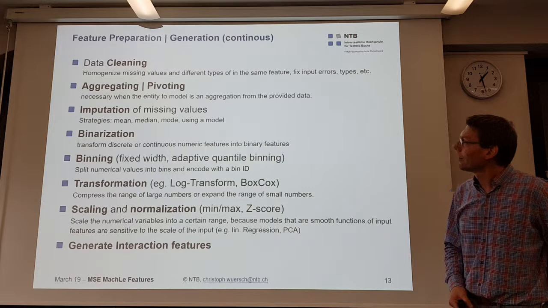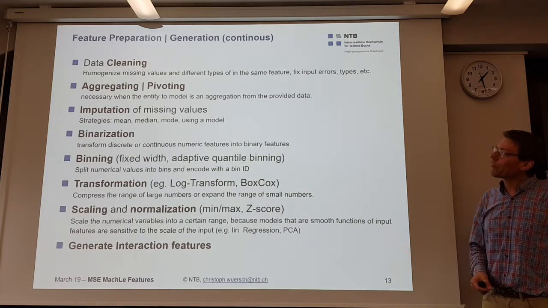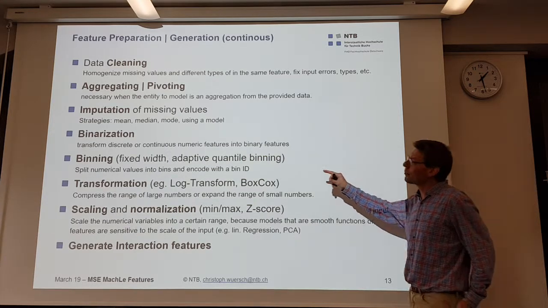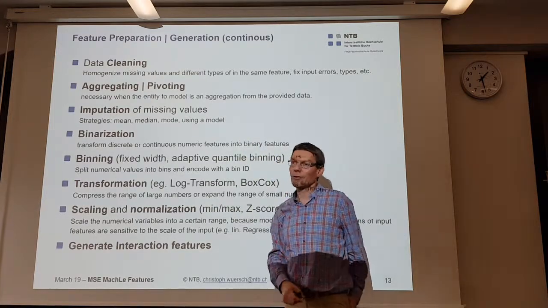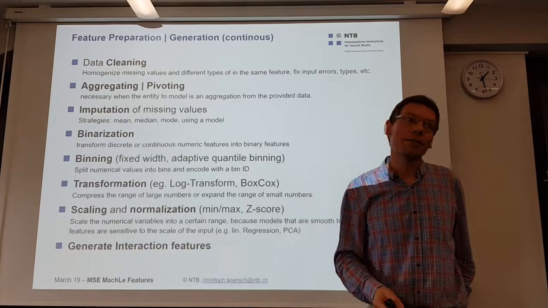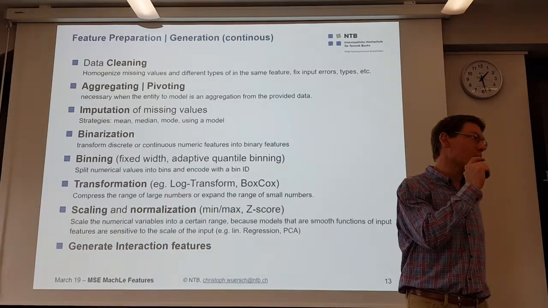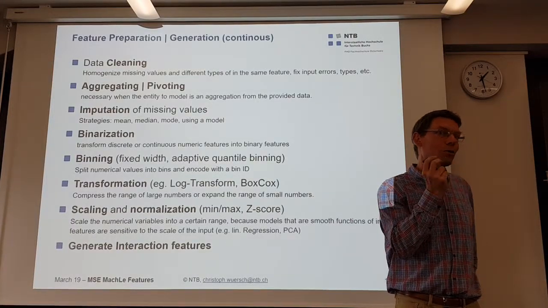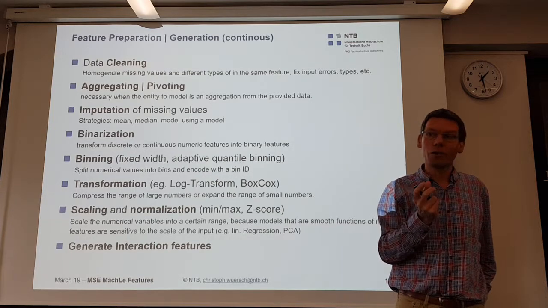Imputation of missing values: sometimes we have NaNs in the data, so they were just not measured, for example. Often, and this is not good practice, these missing values are filled with zeros. And from these zeros, you don't know whether this zero was measured or not.